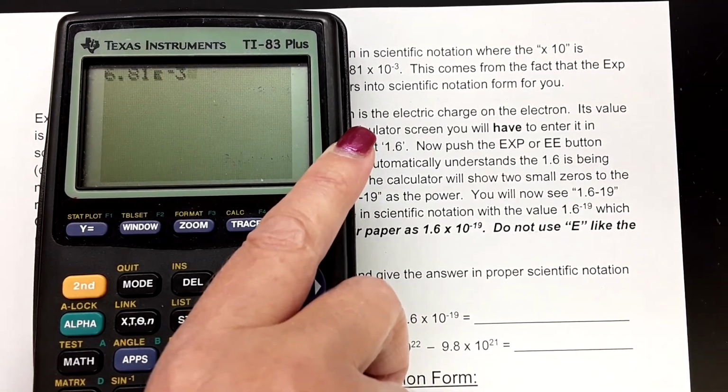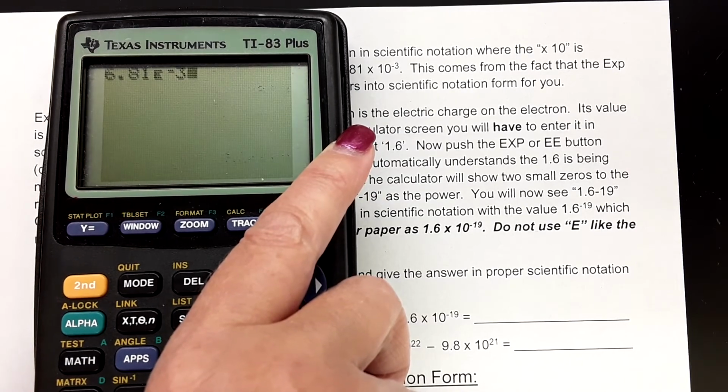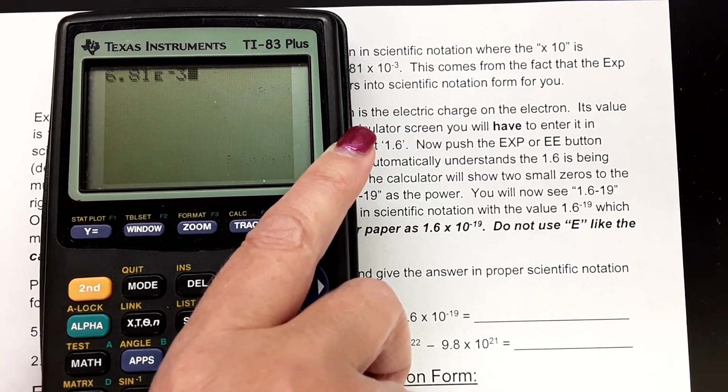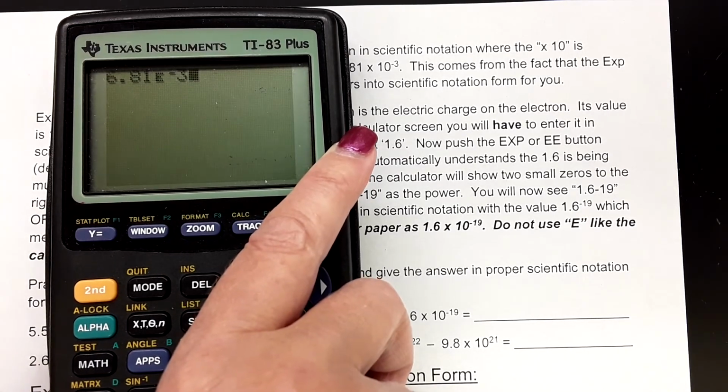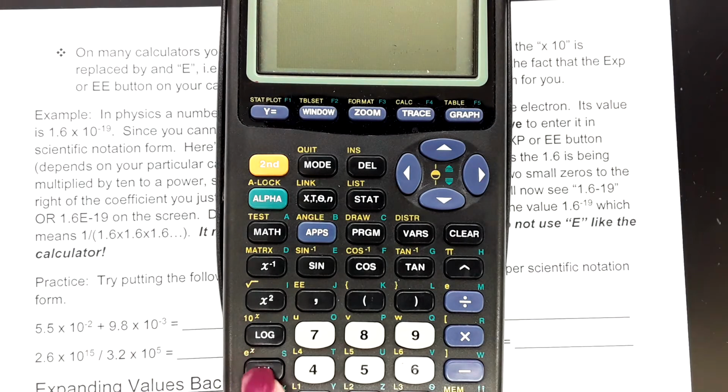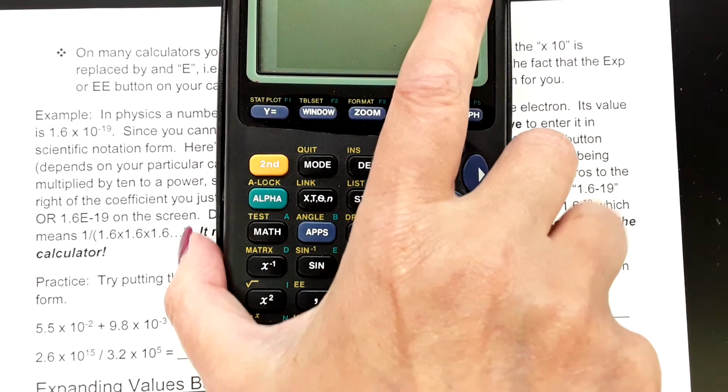All right, so that says 6.81 times 10 negative 3. Okay, the E means times 10. And we're not talking about the little e for exponential functions. We're not talking about this. That's inverse natural log. That's something altogether different. You have to look for the capital E's. Okay, that's scientific notation. All right?